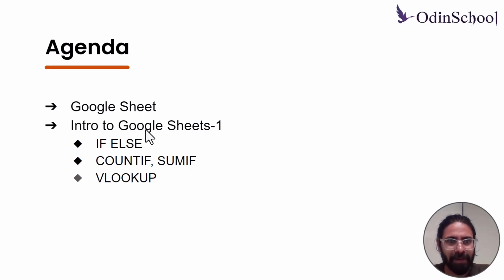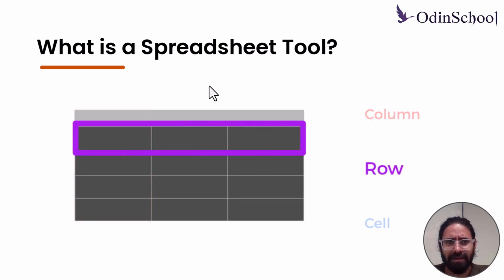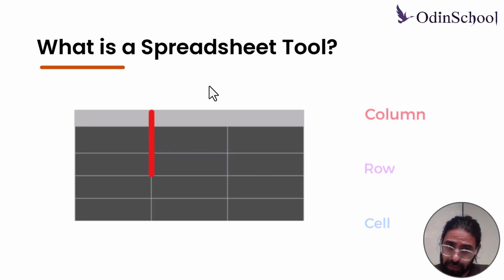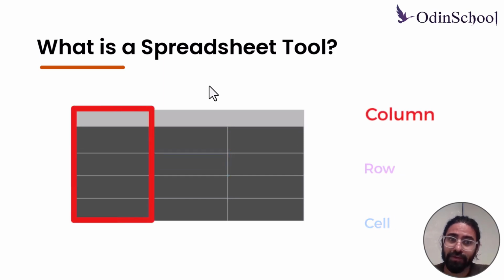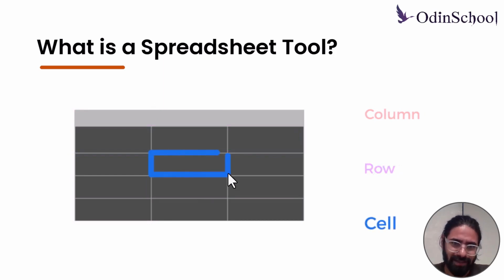This is our agenda. I'm going to discuss what Google spreadsheet is, how it is used, and then we are going to learn some concepts like if else, COUNTIF, SUMIF, VLOOKUP. You might have seen Excel. It consists of horizontal rows which we call rows, vertical columns which we call columns, and individual cells which we call cells, right?